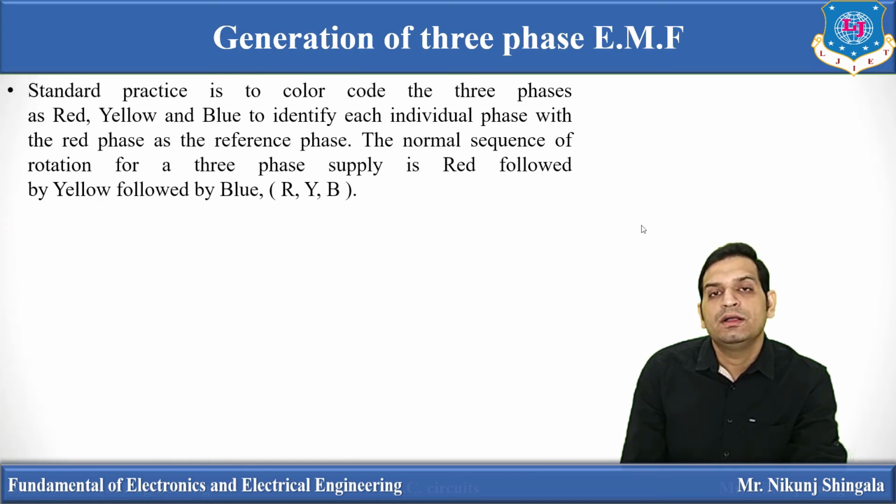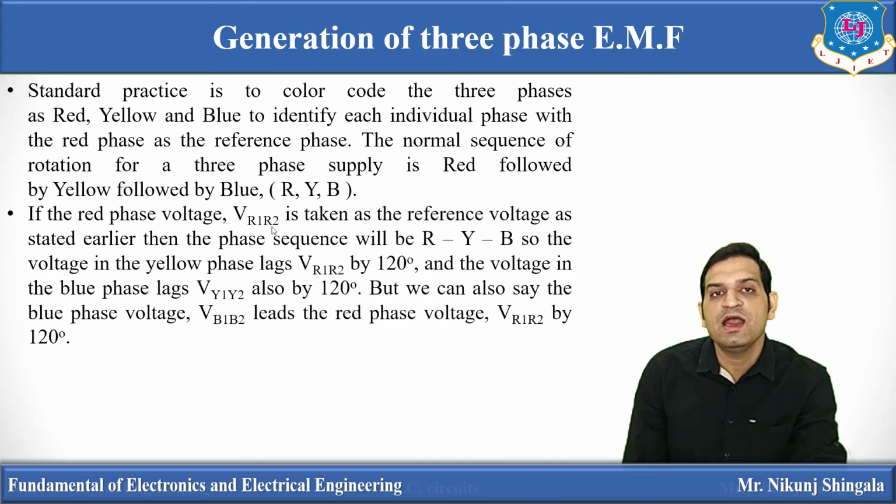Now, to identify the phases, a color code is given. So the three phases are given the color code, that is red, yellow and blue, to identify individual phases, with the red phase assumed to be the reference phase. The normal sequence of rotation for three-phase supply is red followed by yellow followed by blue, that is RYB. Now if red phase voltage V_R1R2 is taken as the reference voltage, as we discussed earlier, then the phase sequence will be RYB. Now what is phase sequence? That I am going to discuss.